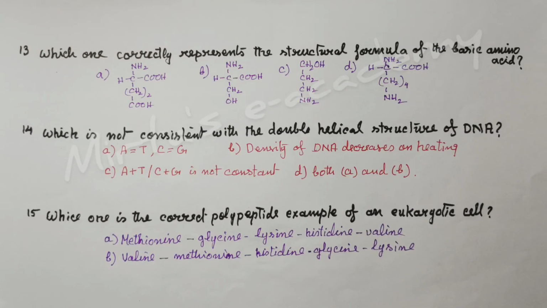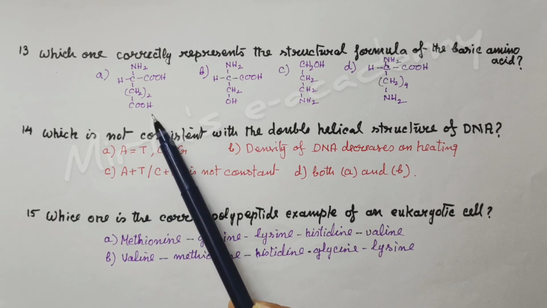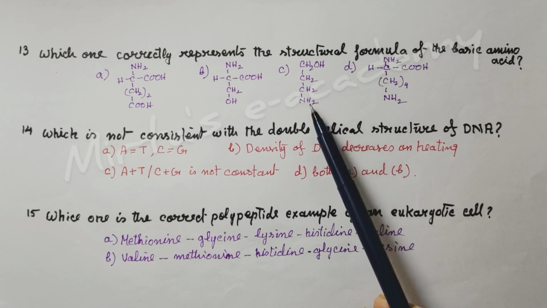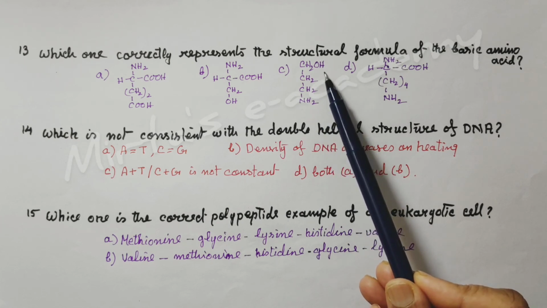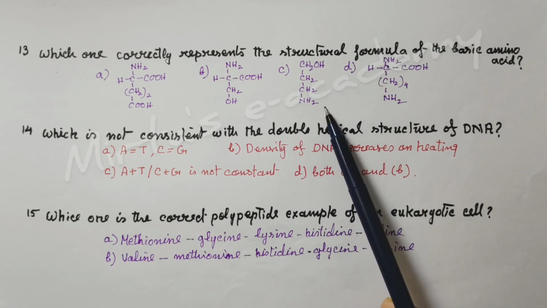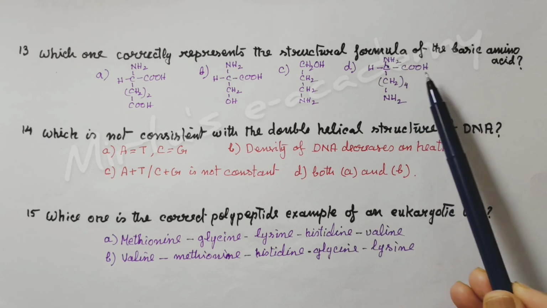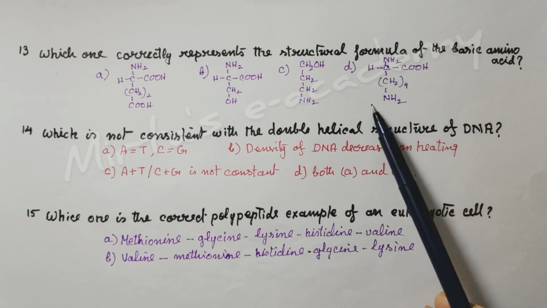Which one correctly represents the structural formula of the basic amino acid? In amino acid, we know there is NH2 and COOH groups, but one NH2 and one COOH. So this A you have to discard. There NH2 and CH2OH, no COOH. So discard this. NH2, COOH, another NH2. Discard this.